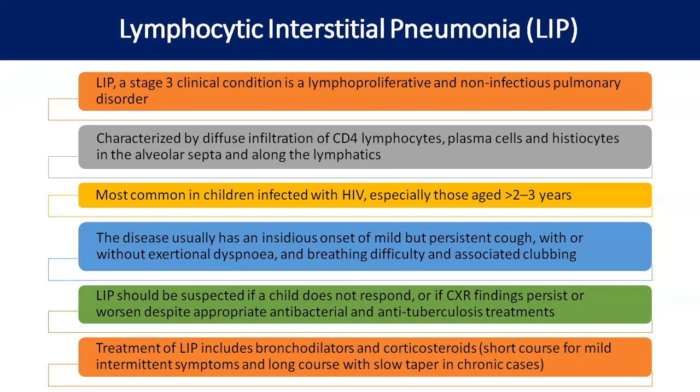The disease usually has an insidious onset of mild but persistent cough with or without exertional dyspnea and breathing difficulty, and associated clubbing. It should be suspected if the child does not respond, or if X-ray findings persist or worsen despite appropriate antibiotic or antitubercular treatment. Treatment includes bronchodilators and corticosteroids, a short course for mild intermittent symptoms or a long course with tapering in cases of chronic involvement.